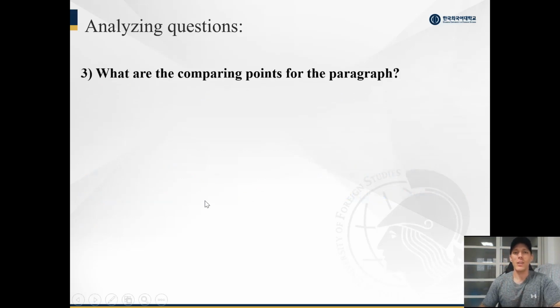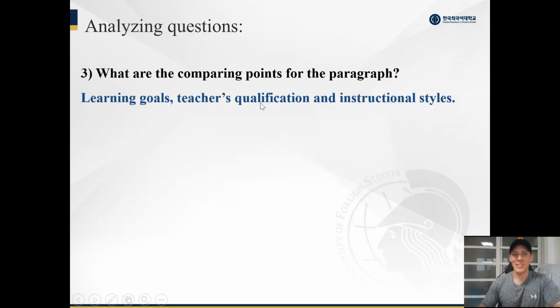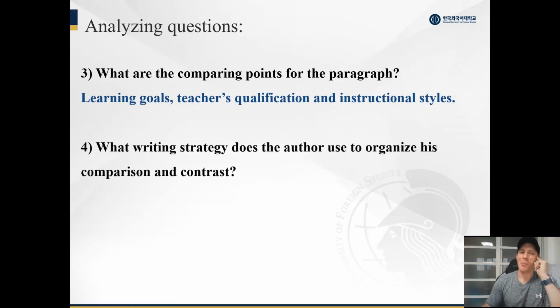Next one. What is the comparing points? They just said it. There's 3 of them. That's right. Learning goals, teacher qualifications, instructional styles. So simple, right? Best teacher? Maybe yes. Next one. What writing strategy does he use to organize his writing? So you have 2 choices. 50-50. Bam! Point by point.